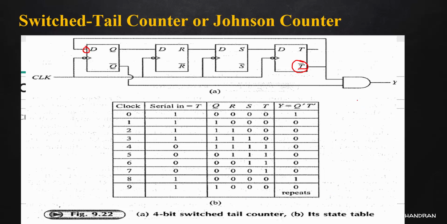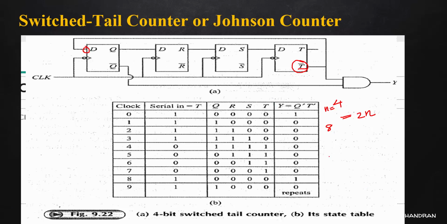Suppose here n equal to 4. So n equal to 4 means 4 different bits or 4 different flip-flops are used in the circuit. In total, how many different patterns or states are generated? 8 different states. That means if n equal to 4, it will generate 2n different states and it will repeat after those 2n states. That is the application of Johnson's counter.